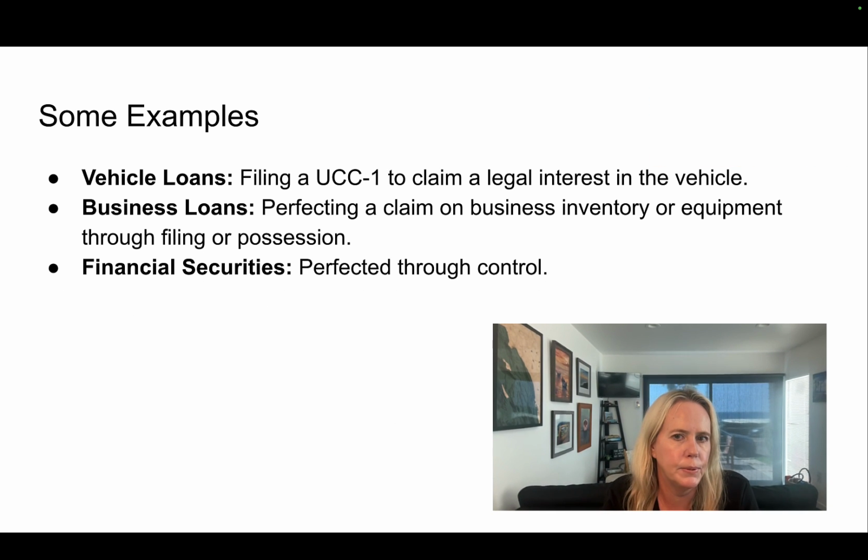So some examples of perfecting. Vehicle loan, you would file a financing statement. With a business loan, you might perfect a claim through also filing a financing statement or taking possession of the collateral. And then financial securities are perfected through control. I might have an account with Charles Schwab, but Charles Schwab also has the ability to go in and seize my account if I borrow to invest and I don't pay it back.